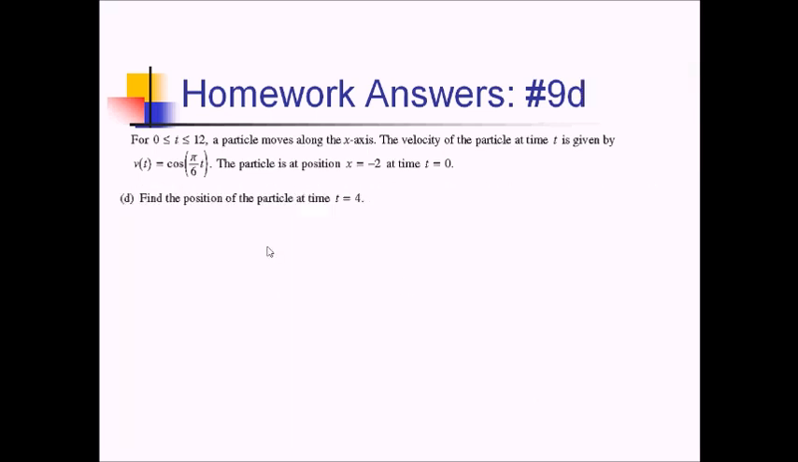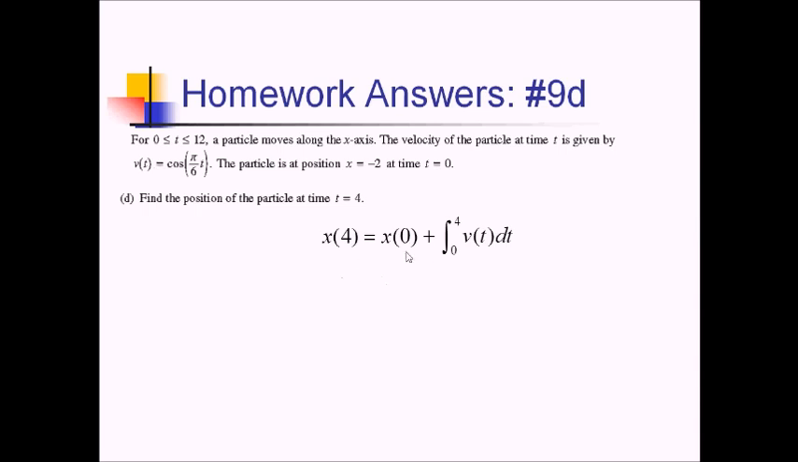For this last part of the problem, we want the position of our particle at time 4. Since we have the velocity and an initial x value, we're going to essentially use the fundamental theorem of calculus for this one. So I can say that x of 4 equals x of 0, which is negative 2, plus the integral from 0 to 4 of our velocity.